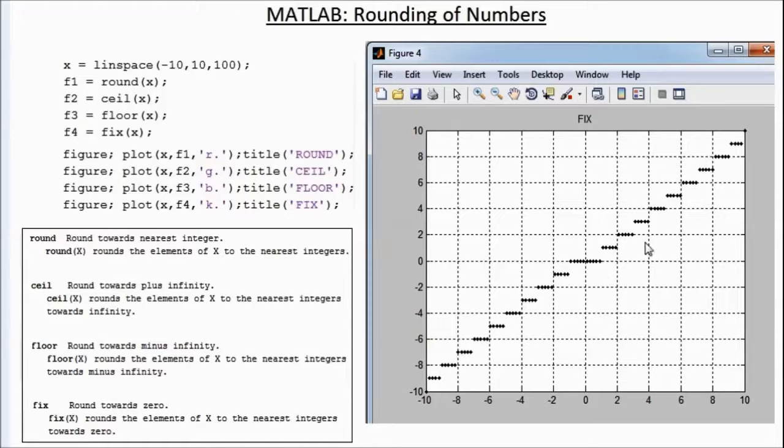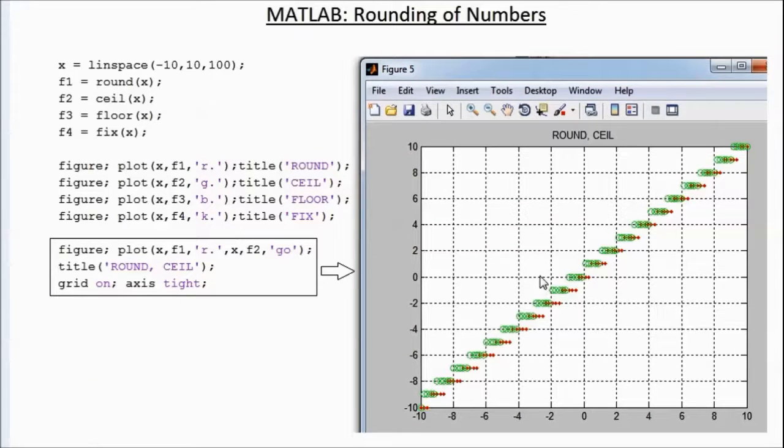Now comparatively, if we see, the round and ceil are together plotted in this graph for the same x vector. So round rounds the number to the nearest integer, ceil rounds towards plus infinity. So this is how the graph looks like for the same x vector, comparatively seen here.